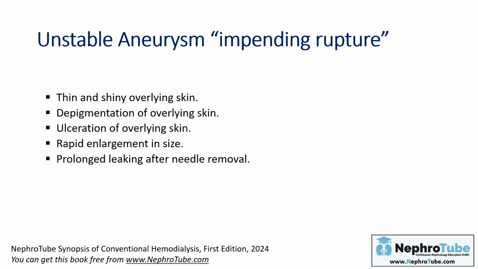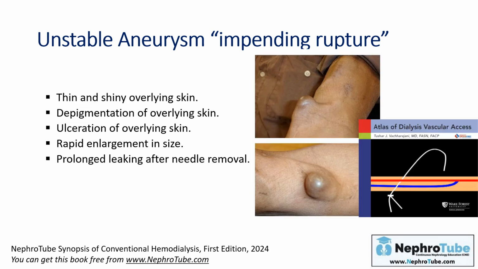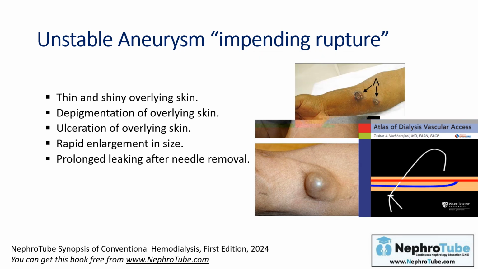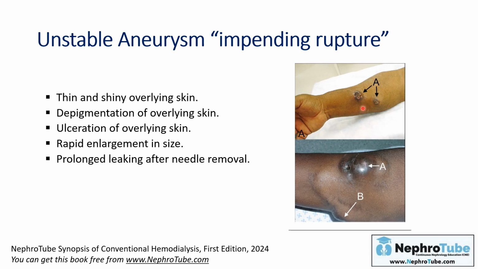But the opposite, the unstable aneurysm with impending rupture, should be considered a surgical emergency, and the access should be ligated, as I will mention in the coming lecture. The aneurysm is unstable if the overlying skin is thin and shiny with depigmentation and ulceration of the overlying skin, or if the aneurysm is rapidly enlarging in size, or if there is prolonged leaking after needle removal.